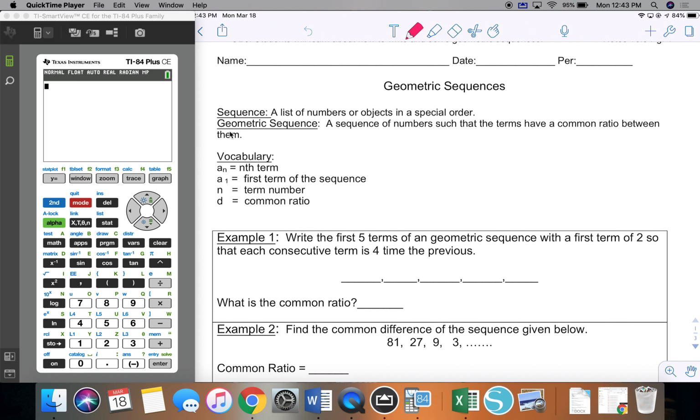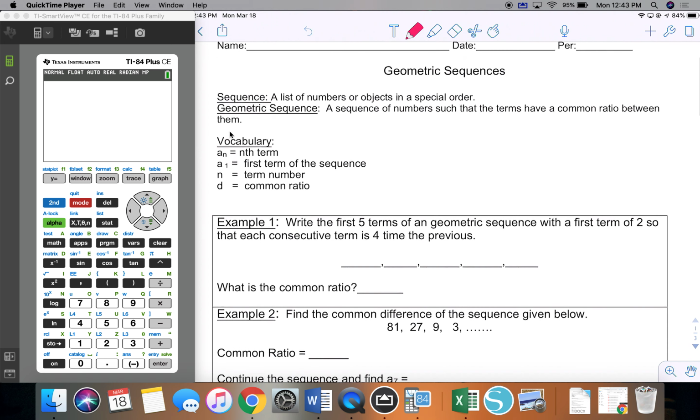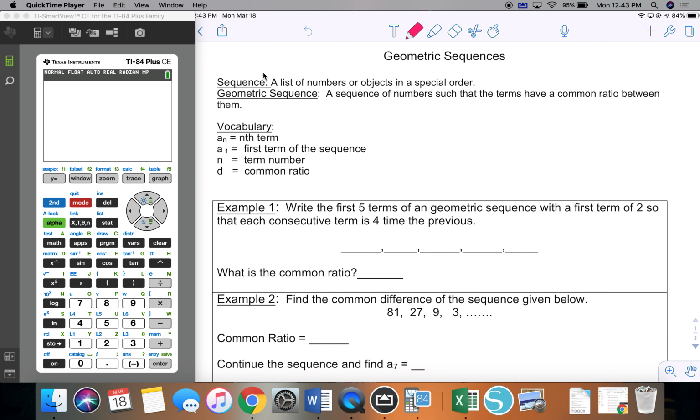This video covers the notes over geometric sequences. So if you remember, 2 days ago we talked about a sequence, which is just a list of numbers or objects that are in a special order. A geometric sequence is a sequence of numbers such that terms have a common ratio between them. And this means that it's being multiplied. Common ratio being multiplied or divided between them.